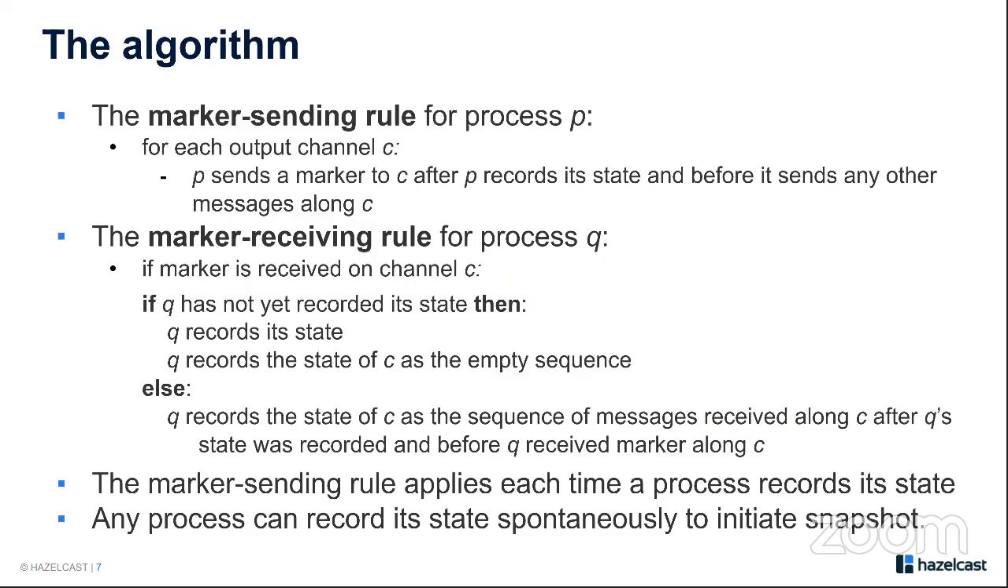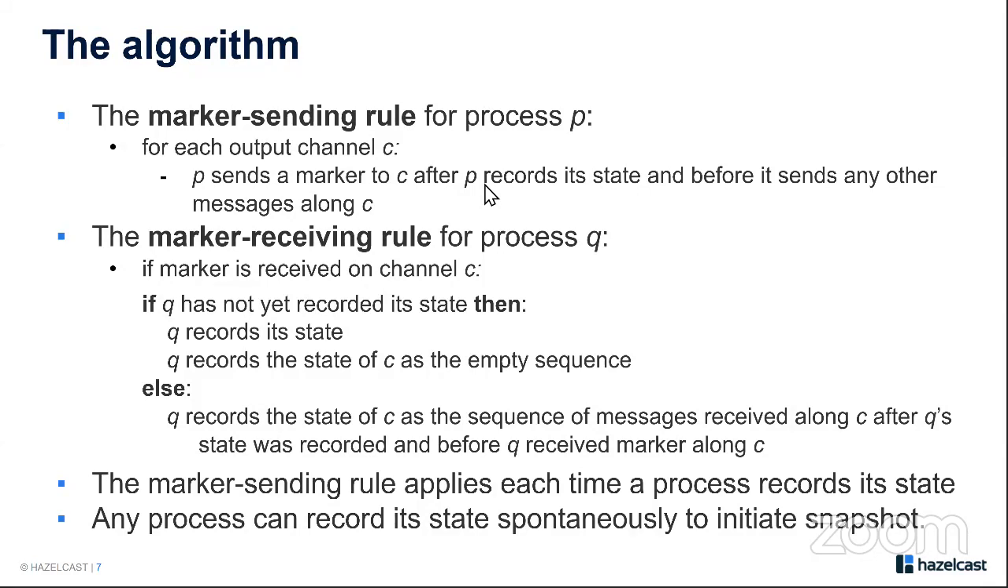Let's go to the algorithm. The algorithm is actually quite simple. This is the entirety of the algorithm, but as is the case with simple algorithms, the devil is in the details. So we will explain it on an example next. But first, I will explain the two rules that comprise the algorithm. The first rule is the marker sending rule for process P. This rule says that for each output channel C, a process P sends a marker along C after P records its state and before it sends any other messages along C.